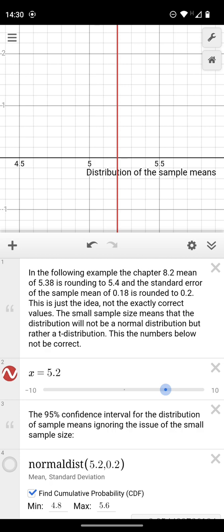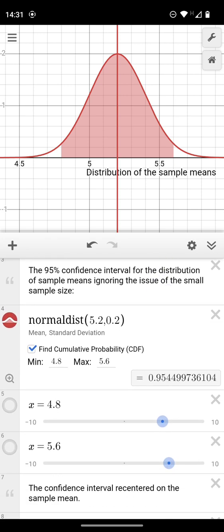If I take samples from that population, I will wind up with 95% of the samples falling in between 4.8 and 5.6. So if I take hundreds of samples from that population, 95% of the means of those samples should be between 4.8 and 5.6. That's up and down a couple of standard errors. That's the part that won't be correct because our sample size is a little too small. But that's the basic idea.